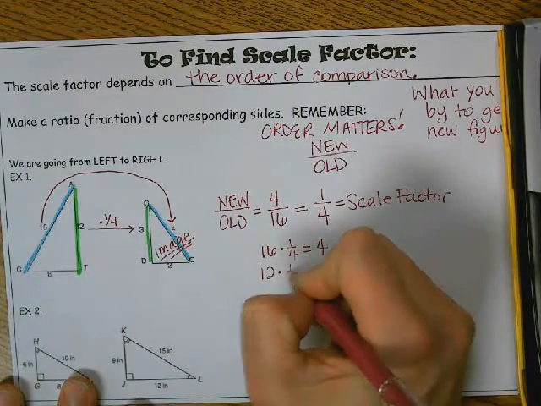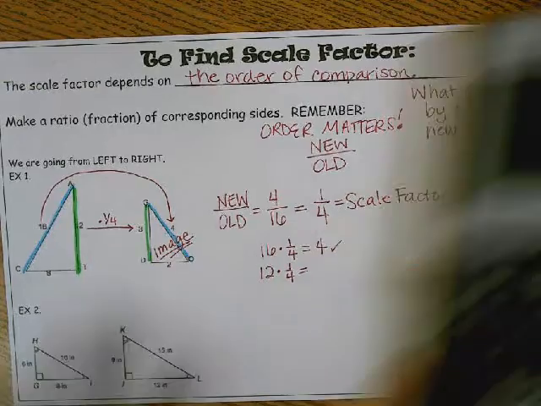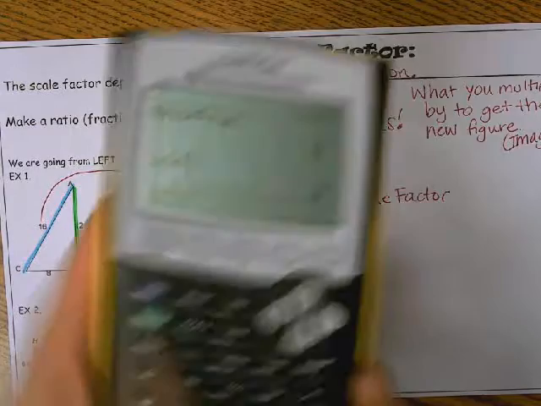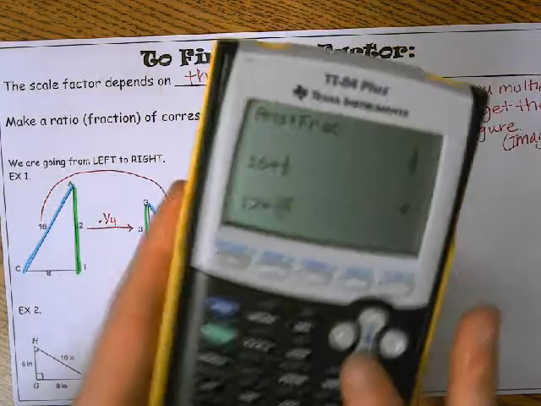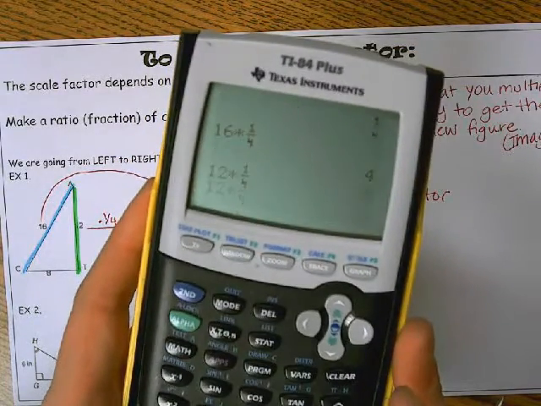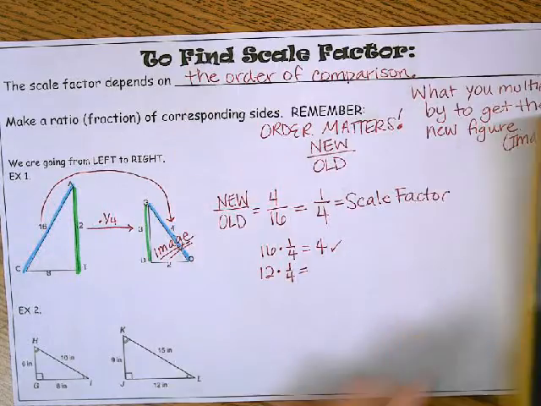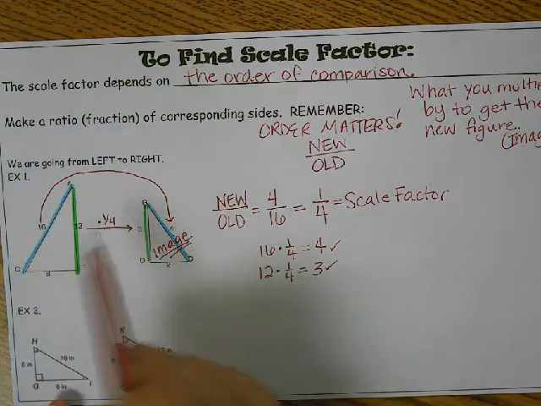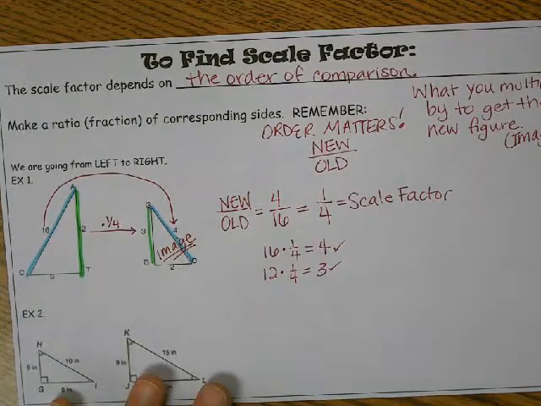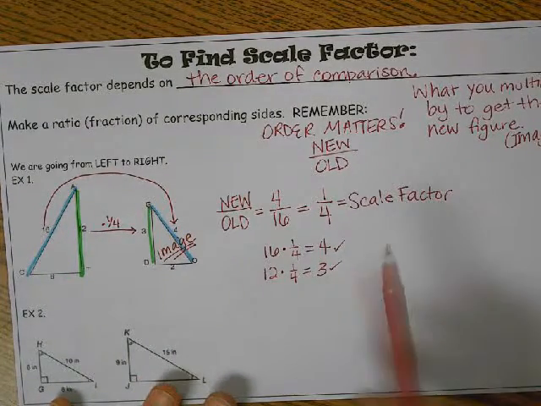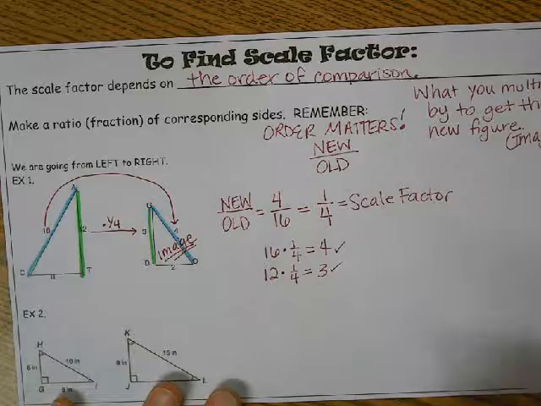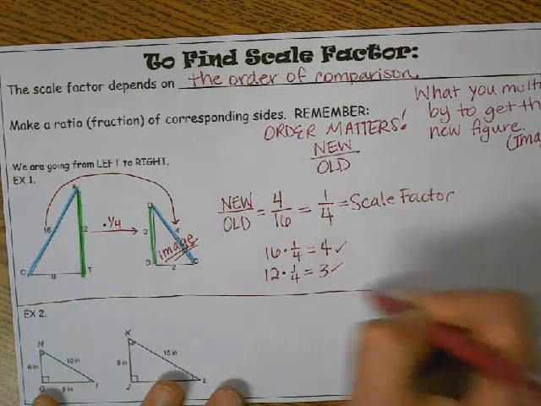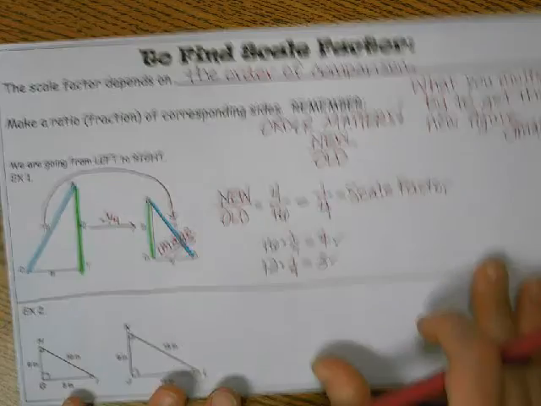Let's check. 12 times 1/4 equals, and check it on your calculator. So 12 times alpha y equals enter, 1/4. Does that get me 3? Yes. So I can pretty much tell just by looking at those first two whether a scale factor of 1/4 is true. Yes.